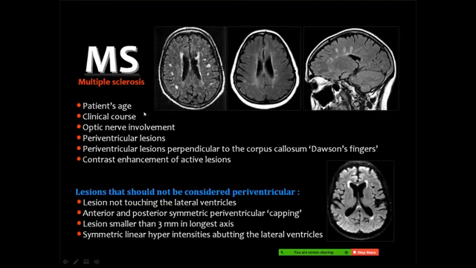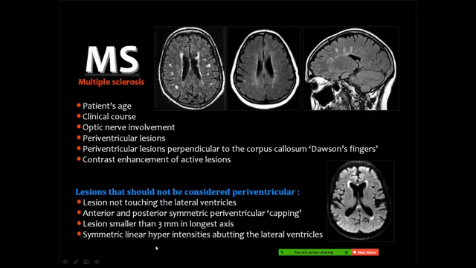Then these are the criteria helping you to spot MS. Number 1, the age of the patient. Number 2, the clinical course. Number 3, optic nerve involvement. Number 4, periventricular lesions, and I will explain this. Periventricular lesions perpendicular to the corpus callosum, which is known as Dawson's fingers. Then contrast enhancement of the active lesions.